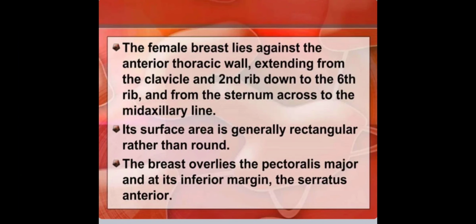The female breast lies against the anterior thoracic wall, extending from the clavicle and second rib down to the sixth rib, from the sternum across the mid-axillary line. Its surface area is generally rectangular rather than round, no? Kala natin na ang surface area niya is round, hindi po. Pagkapain po niyo yan siya ng maayos, it is more on rectangular shape, no? The breast overlies the pectoralis major and at its inferior margin, the serratus anterior.